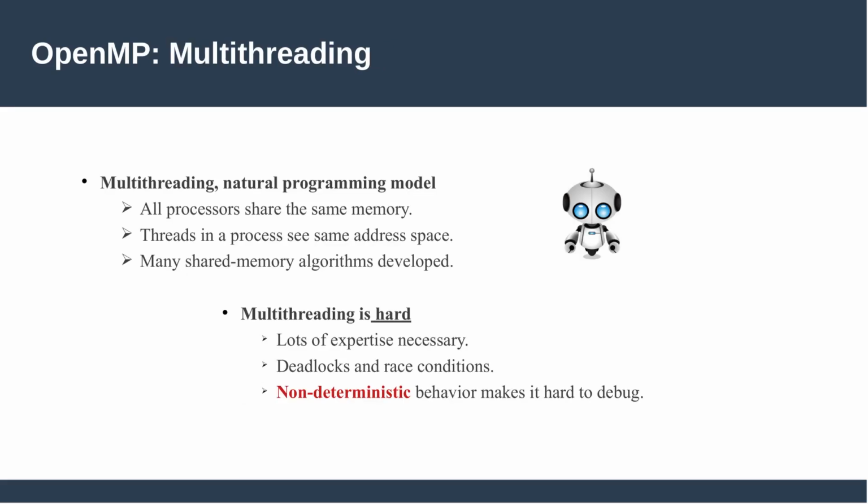Multi-threading in OpenMP requires expertise due to challenges like deadlocks and race conditions. Its non-deterministic nature complicates debugging. Despite these challenges, multi-threading is a natural model where all processors share memory, allowing threads in a process to access the same address space. This has led to the development of numerous shared memory algorithms.